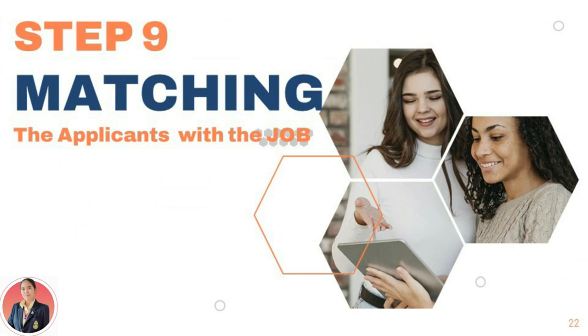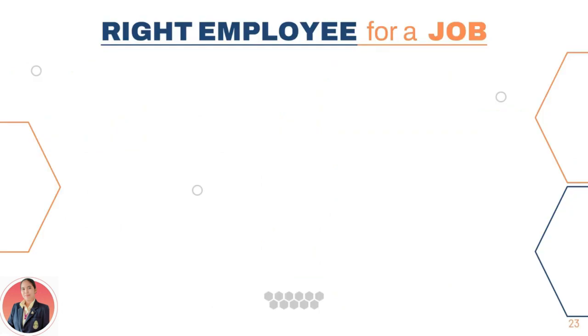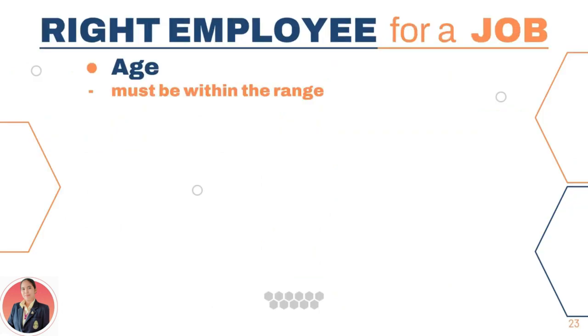This matching process will enable the employment officer to determine if the applicant can perform the job satisfactorily. In the selection of the right employee for a job, the following are some useful tips. First, age. The applicant's age must be within the range prescribed by the job specification and the agency policy. Some agencies have rules specifying the minimum and maximum ages of the applicants who may be employed.